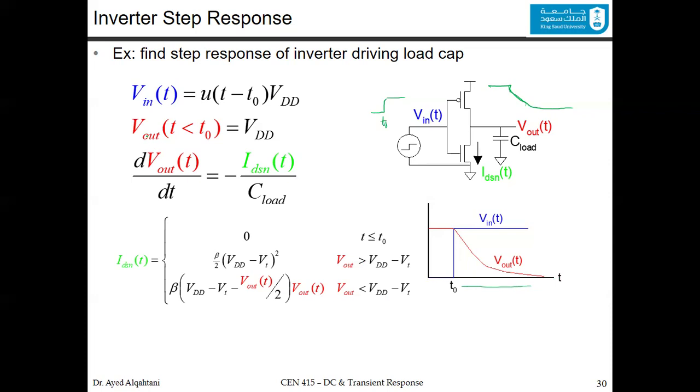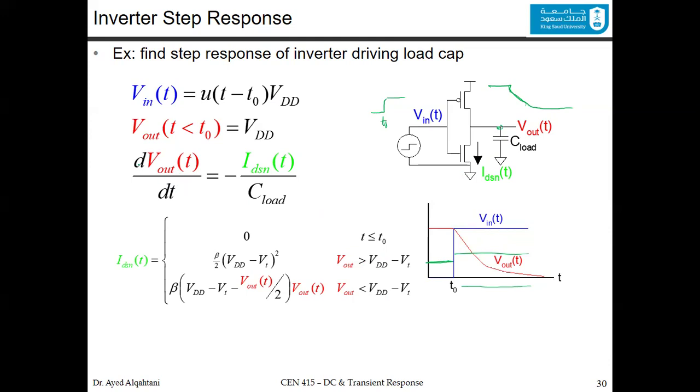How to calculate the V output? If t is less than t0, which is in this region, the output is one, since the input is zero for a very long time. But if t is in this region, right when you change the input, the dominating equation is the relation between the current and the voltage, given that you have a certain capacitive load at the output that you need to discharge in this case.